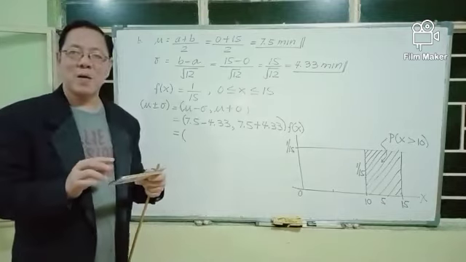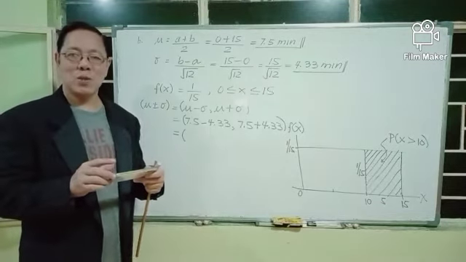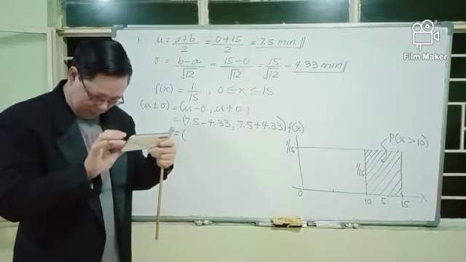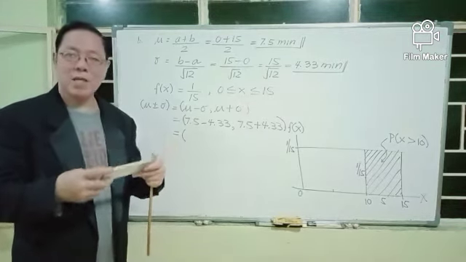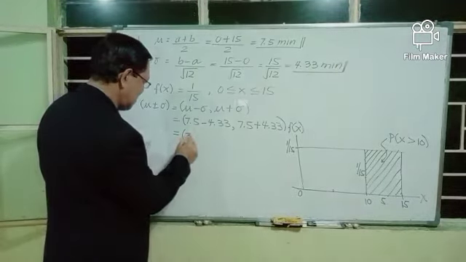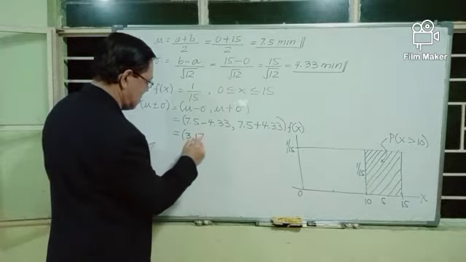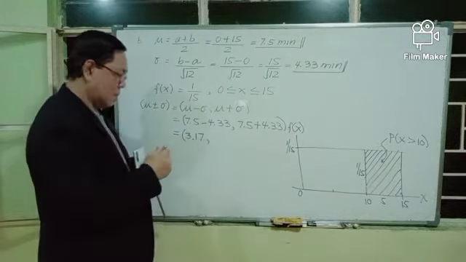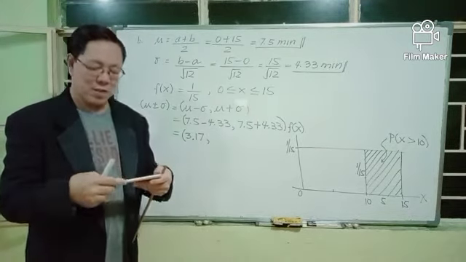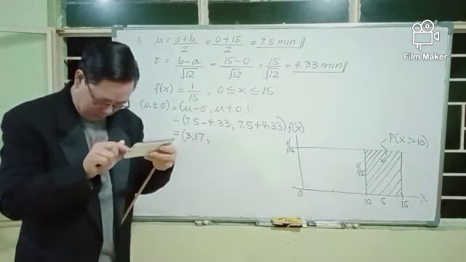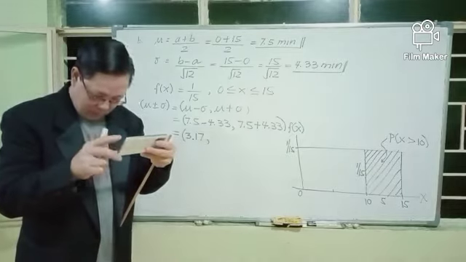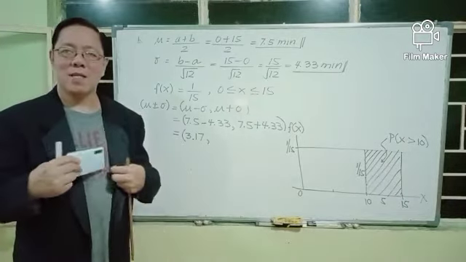We have 7.5 minus 4.33, and we use 2 decimal places. We get 3.17. And we find the sum 7.5 plus 4.33, and we get 11.83.